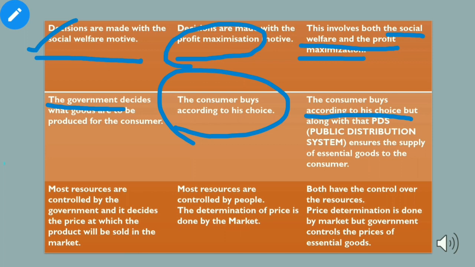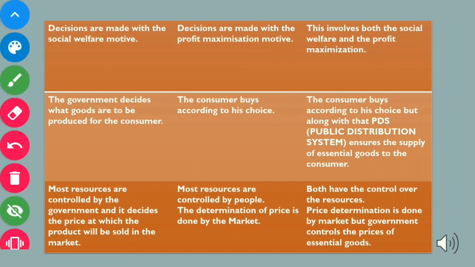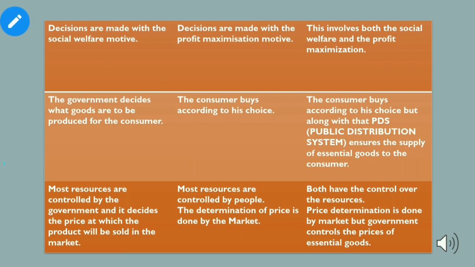That is in the case of essential goods, and that is where the public distribution system, the PDS system, comes in, which ensures that there is enough supply of essential goods to the consumers. I hope you're getting this point.